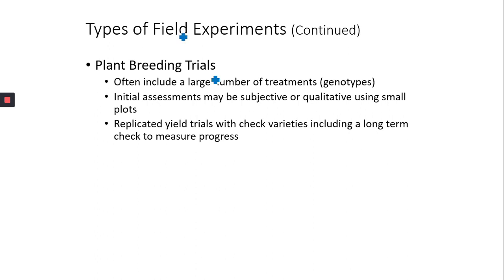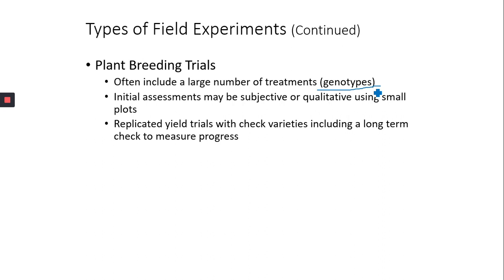Now, we also have plant breeding trials. Often these trials include a large number of treatments, which we have a special name that we use in breeding, genotypes. So we can try a number of varieties in a particular place in order to see adaptability and stability of those varieties. The varieties, we normally call them genotypes.